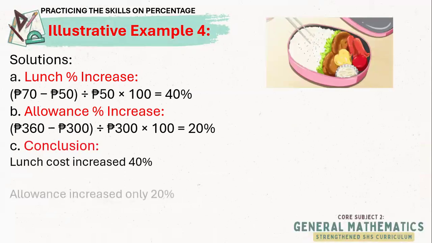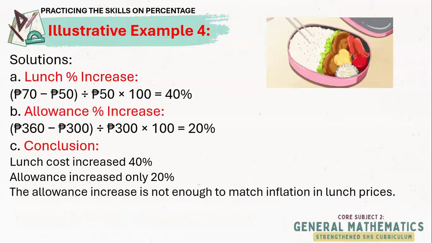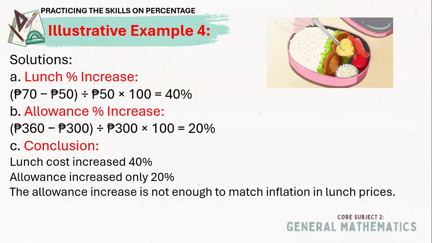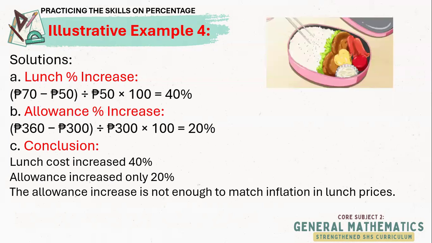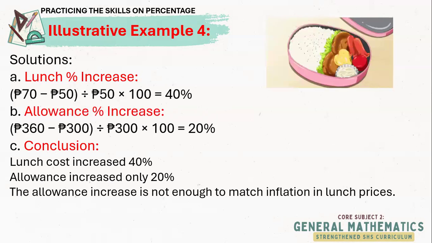If the lunch cost increased 40% and your allowance increased only by 20%, it only means that the allowance increase is not enough to match the inflation in lunch prices. So if prices grow faster than your allowance or maybe your income, your purchasing power decreases. So this reflects the real issue that many Filipino families face during high inflation periods. So maybe you could ask your parents to increase your allowance already so that you'll have extra budget for your school supplies and all, because everything might end up for your lunch only.